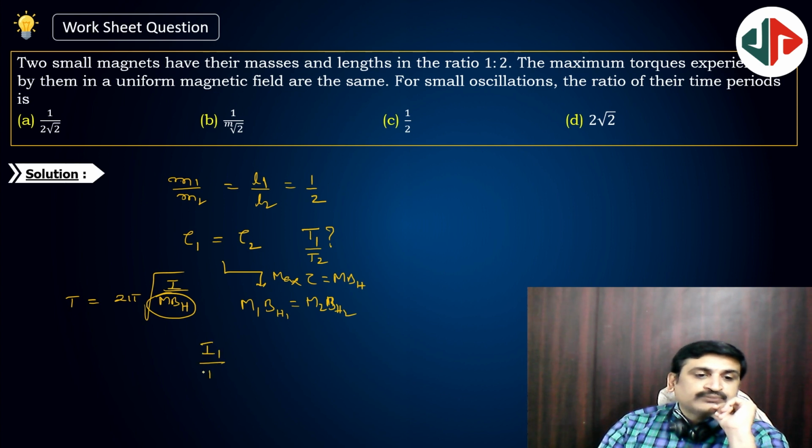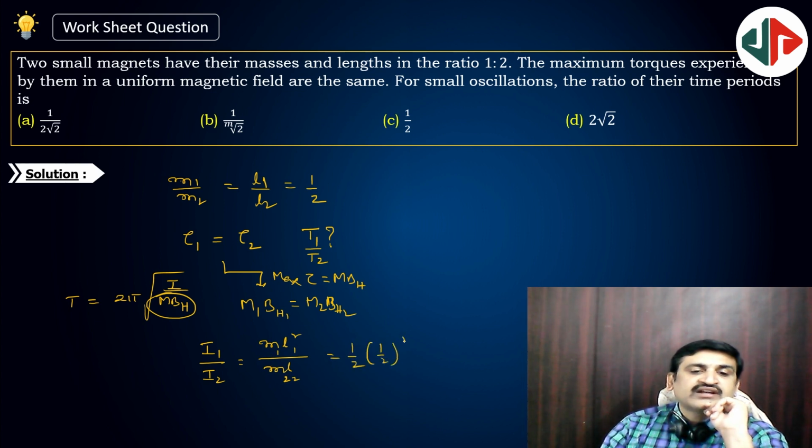Whatever I's you can compare. I1 by I2, I is equal to ML square by 12. This is 1, this is 2. Here M1 by M2 is 1 by 2, L1 by L2 is 1 by 2, and it's a square. So I1 by I2 is 1 by 8.